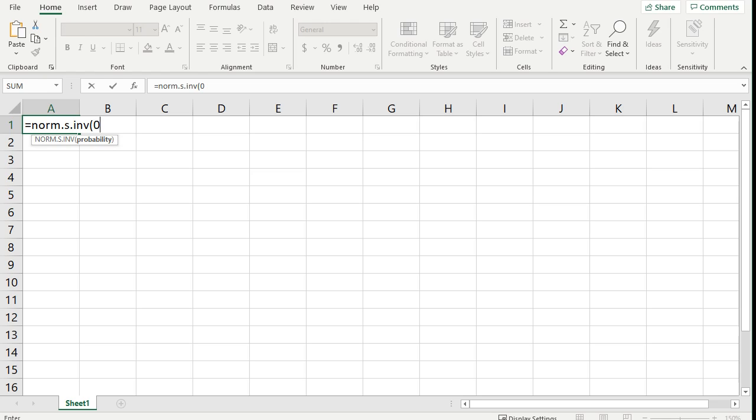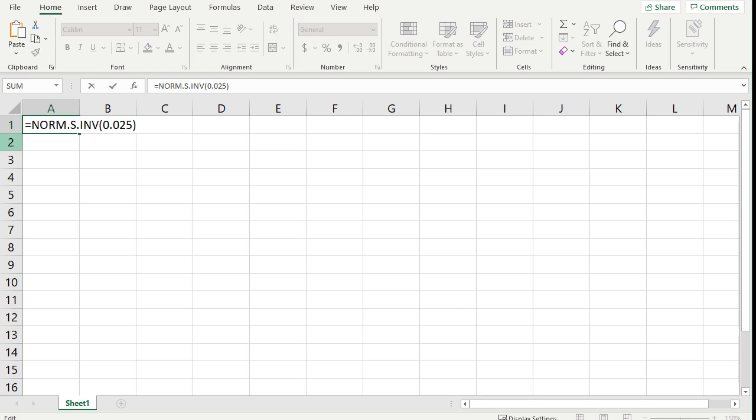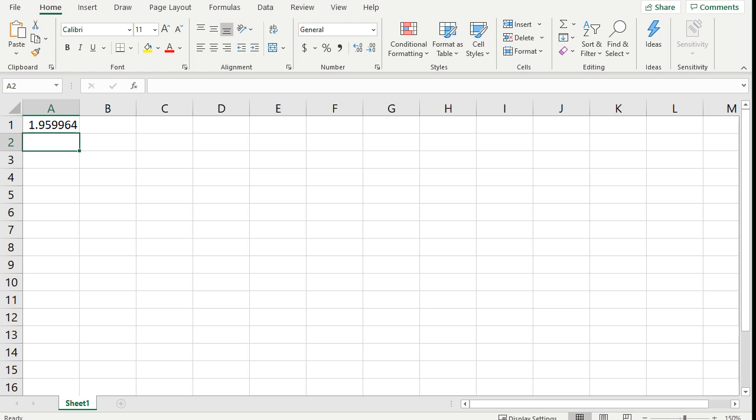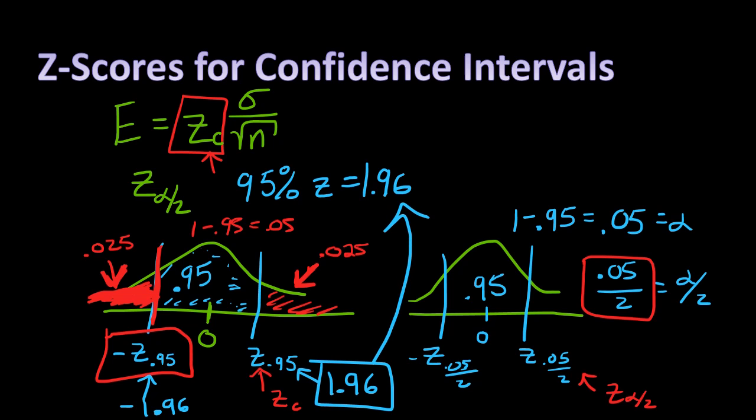And the probability I want to give it is that area in the tail, 0.25. Press enter. It's a negative number. Your critical values are never negative, so you can take the opposite of that and say negative, and there you go. That's the critical value, the positive version. Always the positive version. So this value here, Excel just told us it's negative 1.96, and therefore the positive version would just be positive 1.96, which is what I said it would be.